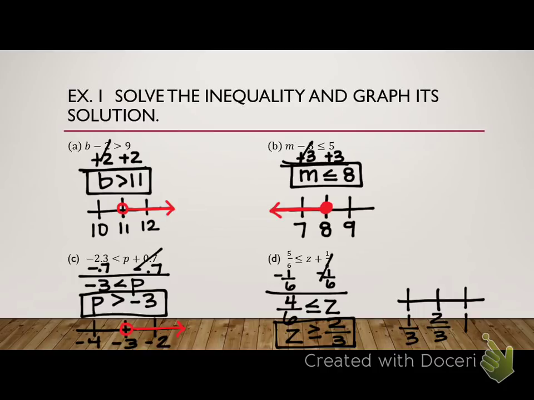Our circle, it's greater than or equal to, so our circle is closed because 2/3 is a possible answer. And all of our values are supposed to be greater than 2/3. So we're going to draw our arrow to the right. Now, if you notice in example 1, these all used addition and subtraction. So we solved these simple inequalities using addition and subtraction.